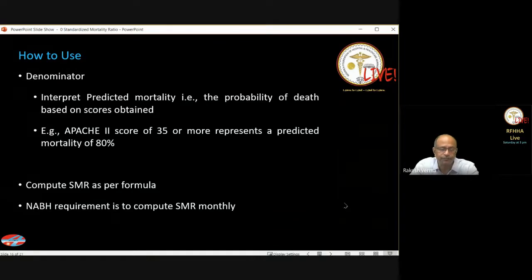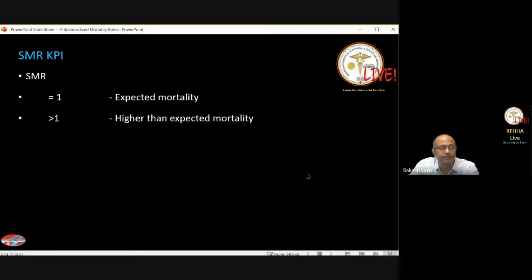So if you multiply by 100, it becomes a percentage. If you don't multiply, then it gives you a number. And this is the interpretation. If the numerator and the denominator, that is the actual deaths and the predicted deaths, are the same, then you get a figure of 1, which means the mortality was as expected as far as that scoring system is concerned. If it is more than 1, then you have higher mortality than expected.